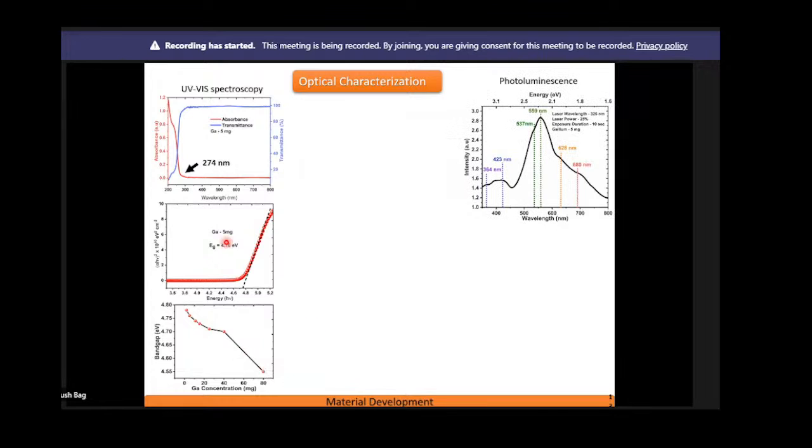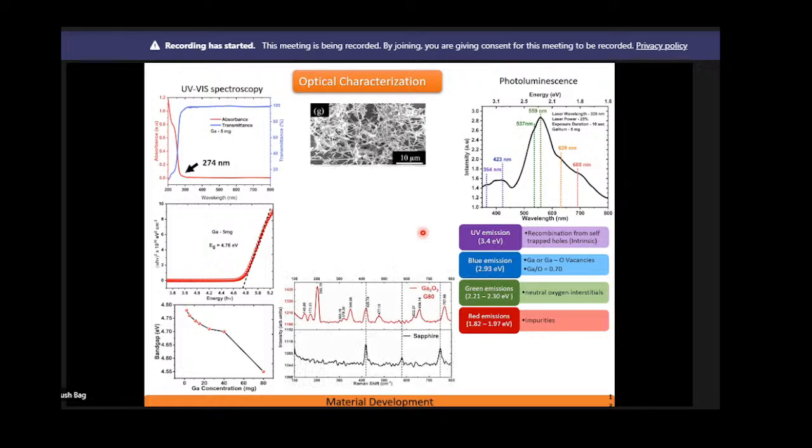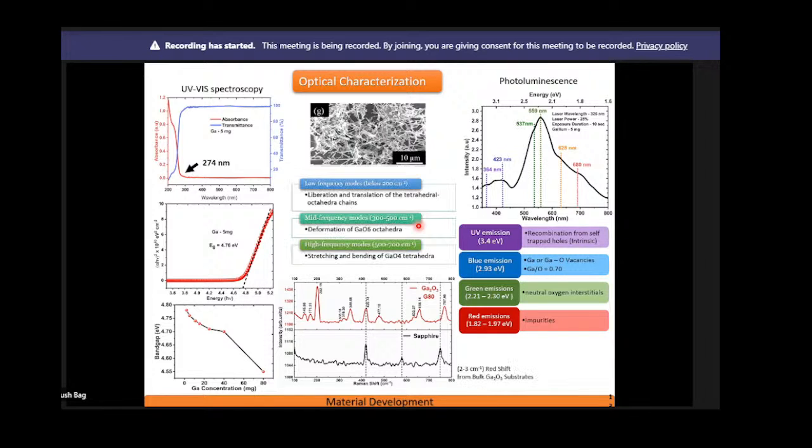Apart from this, which is typically the band-to-band transition, we know, there is also the non-band-to-band transition, which we have observed from this PL result. There are certain reasons why there are peaks in the UV range, blue range, green as well as red emission. After that, we have tried to understand the quality of those nanostructures using Raman spectroscopy.